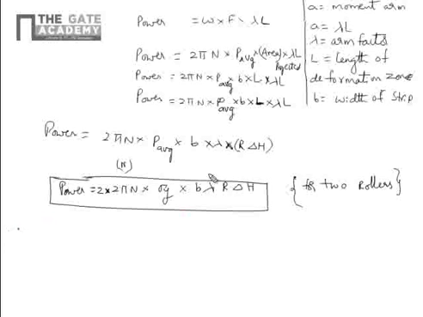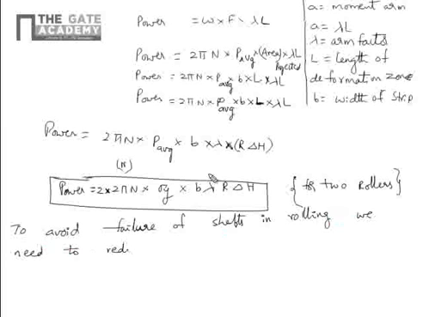So to reduce the roller separating force or power required, force equals stress into area. Why do we need to reduce it? If more force or more stress is developing between the roller and the strip, there may be failure of the shafts. To avoid failure of shafts in rolling, we need to reduce the roller separating force.